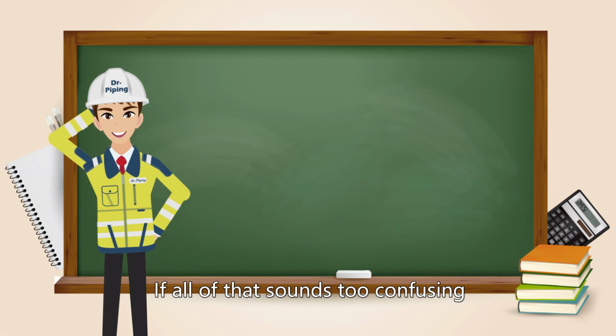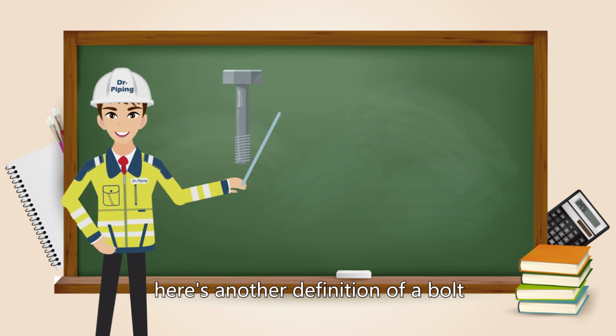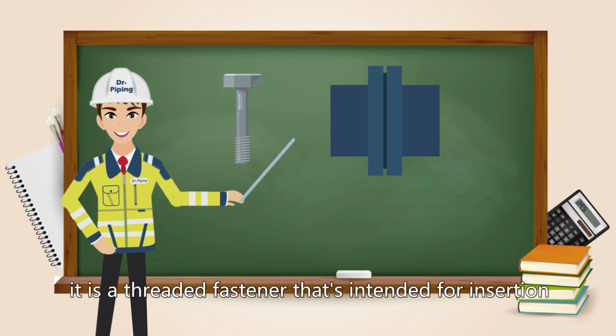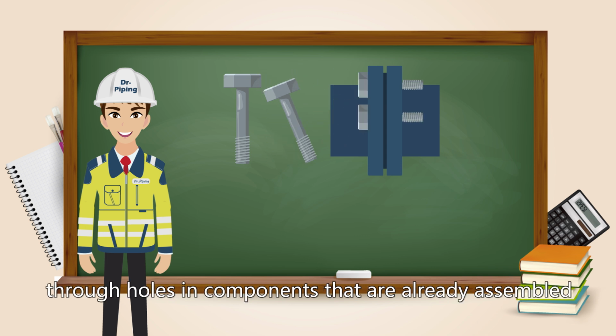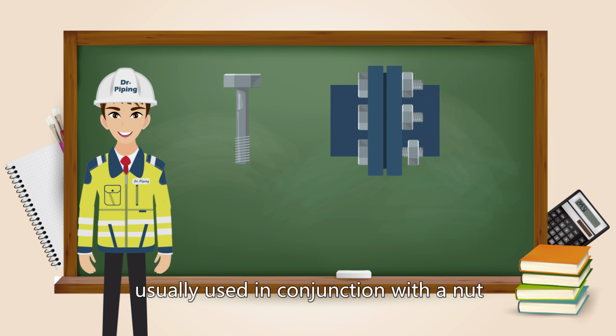If all of that sounds too confusing, here is another definition of a bolt. It is a threaded fastener that is intended for insertion through holes in components that are already assembled, usually used in conjunction with a nut.